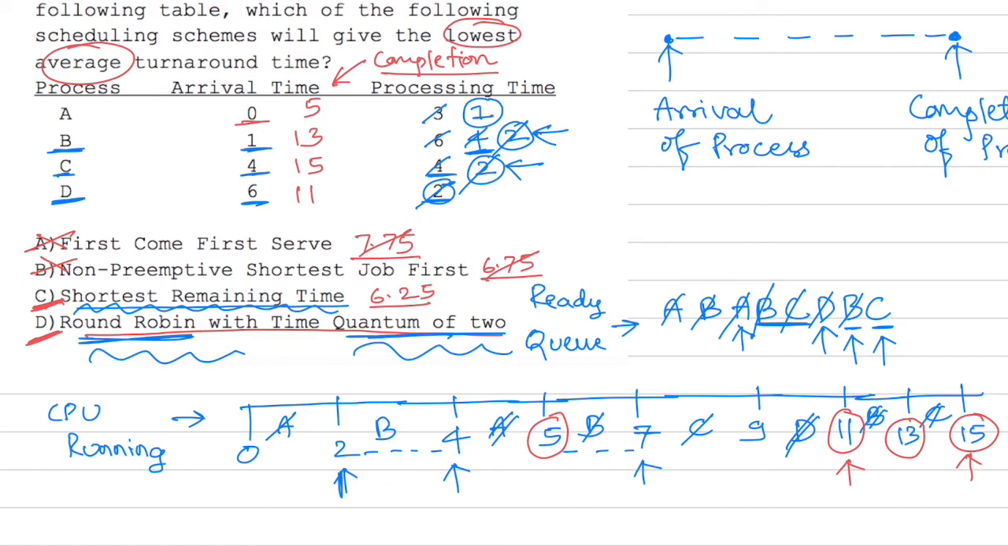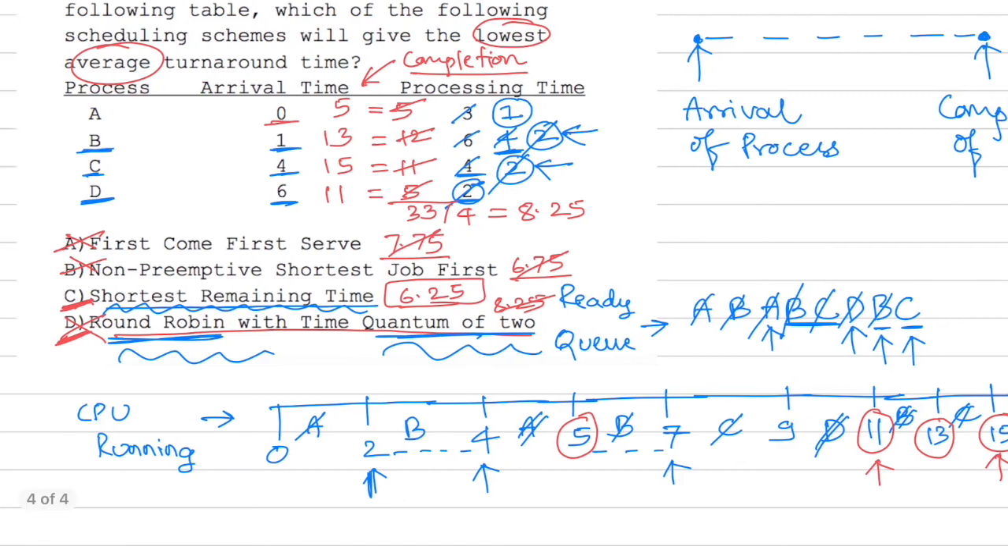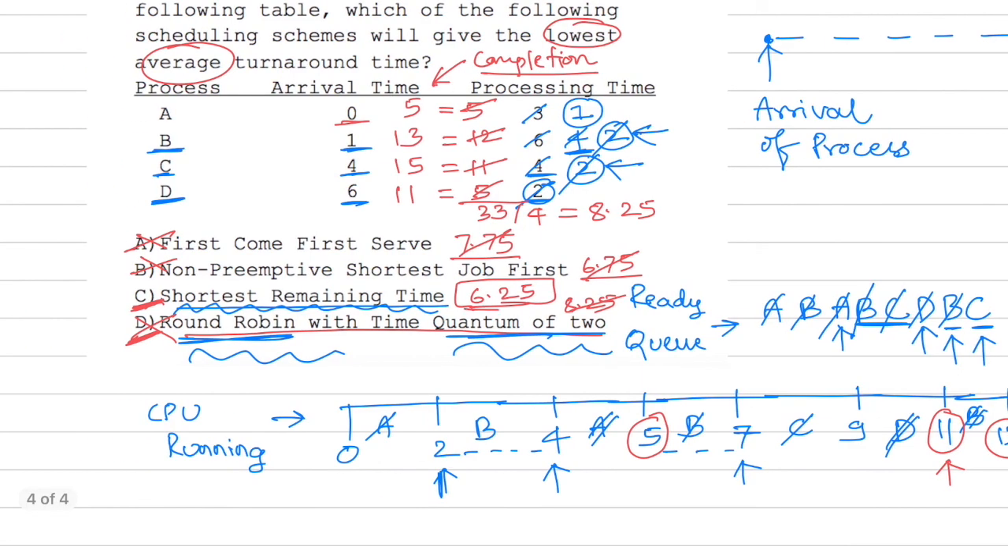So once again, if we find the turnaround time, it's 5 for A, for B it's 12, for C it's 11, and for D it's 5. So if you do the summation, this is 5 and 5, 10, 20, 30, 33, and 33 divided by 4 is 8.25, which is also out of competition. So the lowest average turnaround time is 6.25, which is our option C. So option C is the right answer.